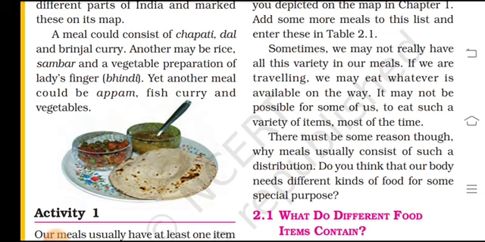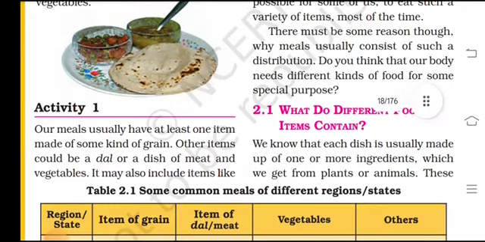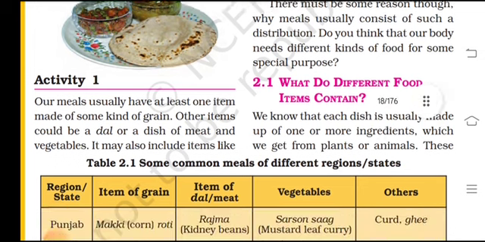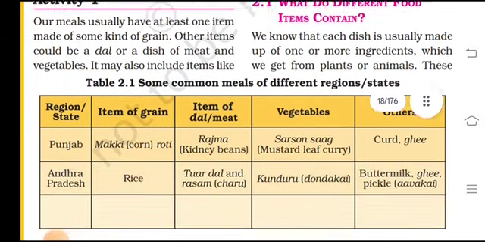to eat such a variety of items most of the times. There must be some reasons. Do you think that our body needs different kinds of food for some special purposes? What do different food items contain?